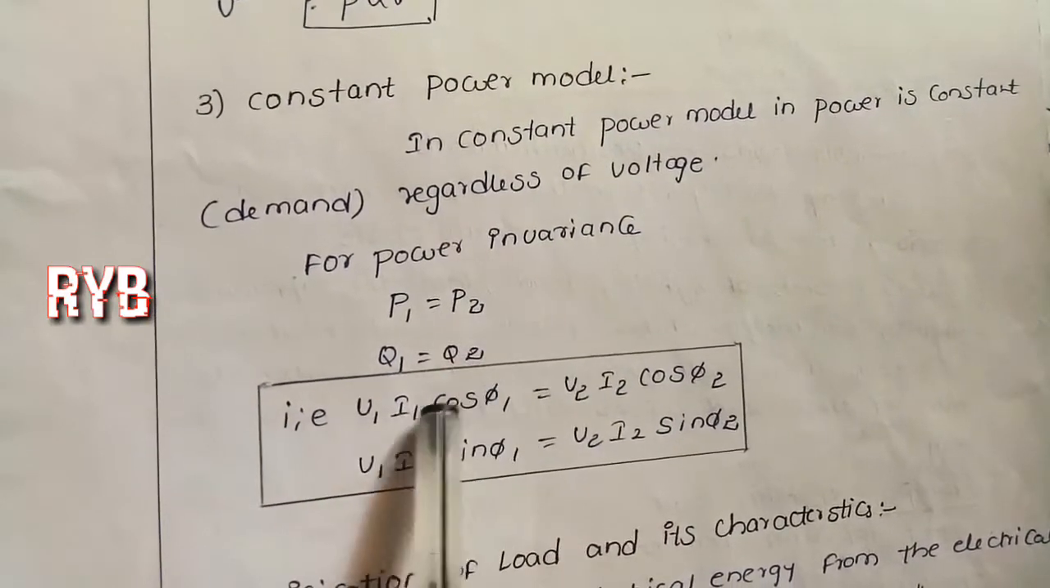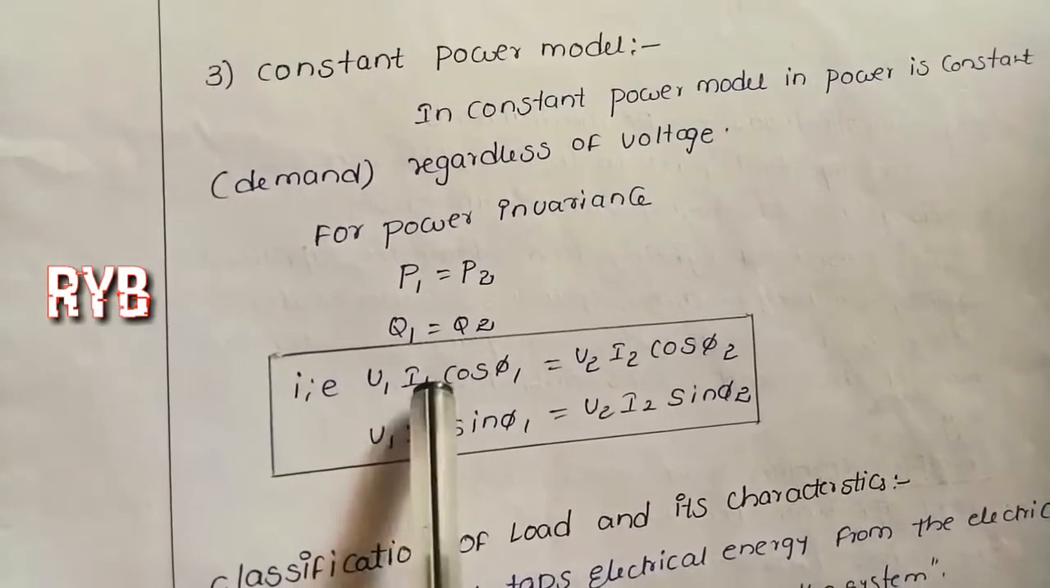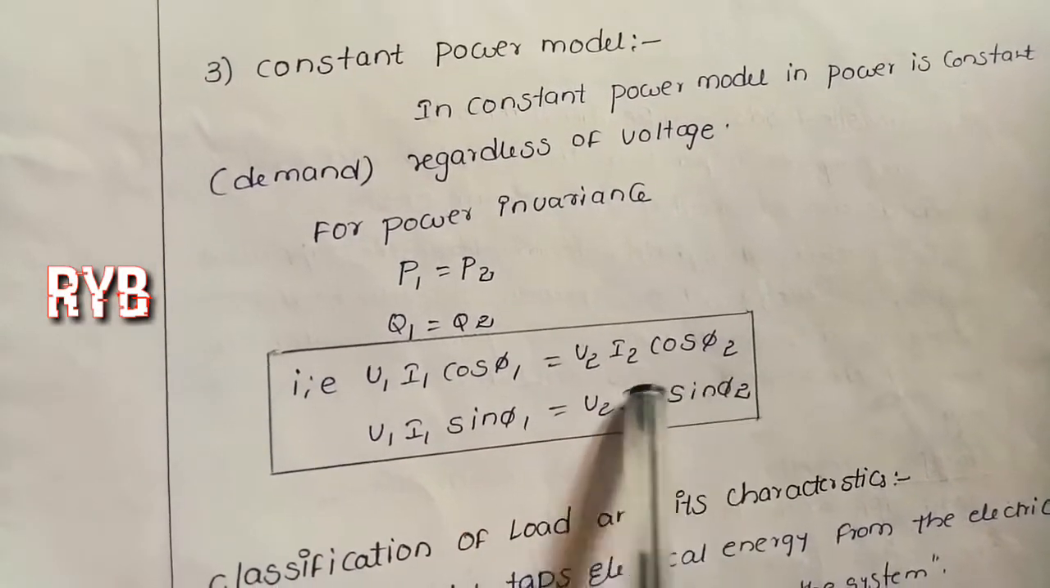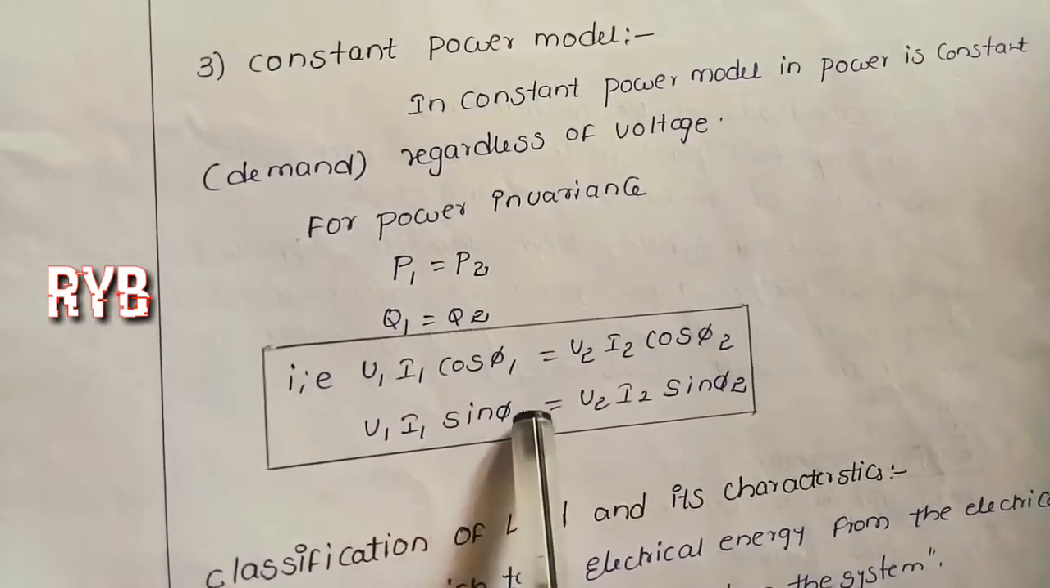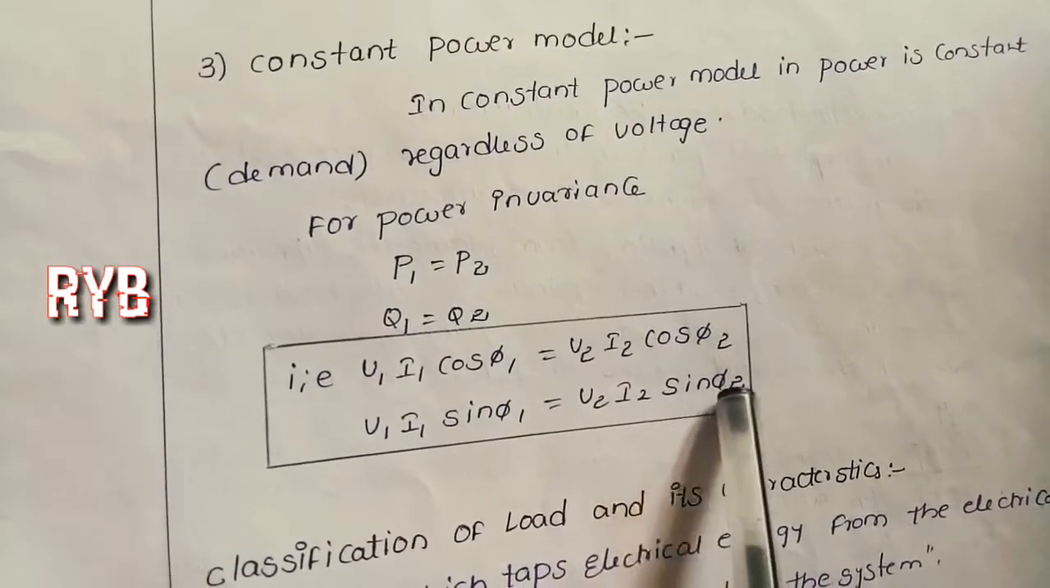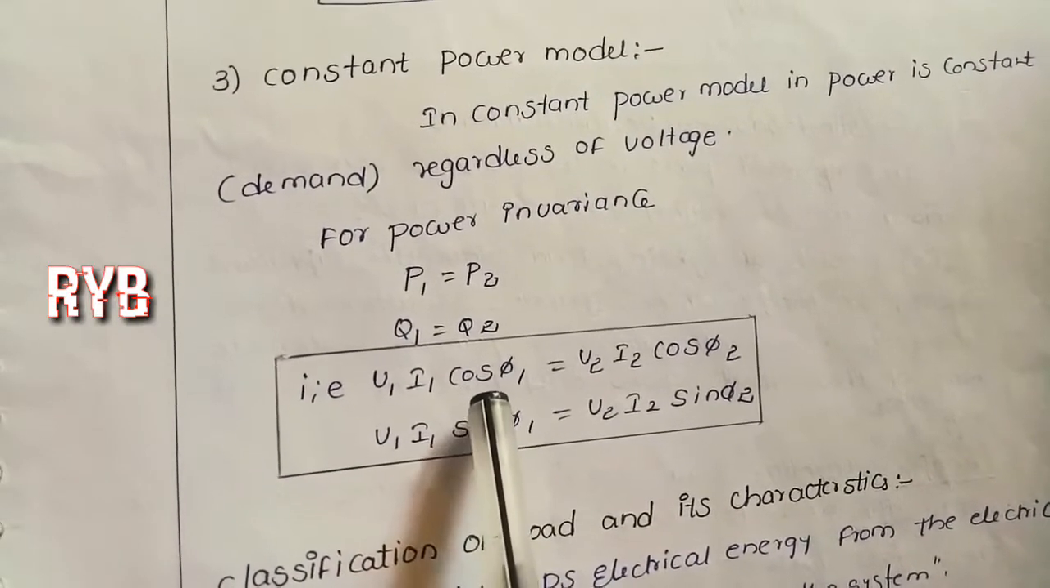If P1 equals P2, then Q1 equals Q2, so we get V1 I1 cos phi 1 equals V2 I2 cos phi 2. Similarly, V1 I1 sin phi 1 equals V2 I2 sin phi 2. That is about the constant power model.